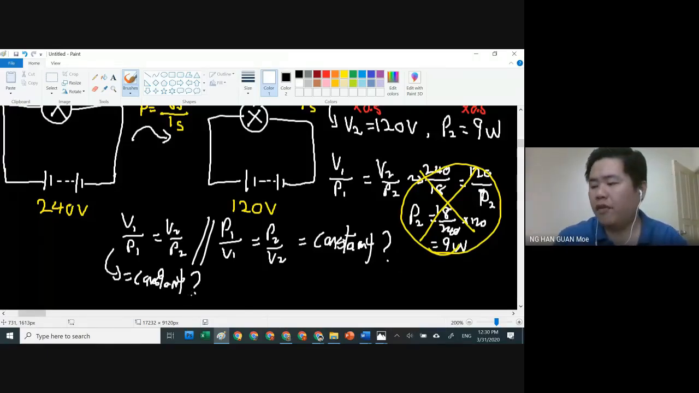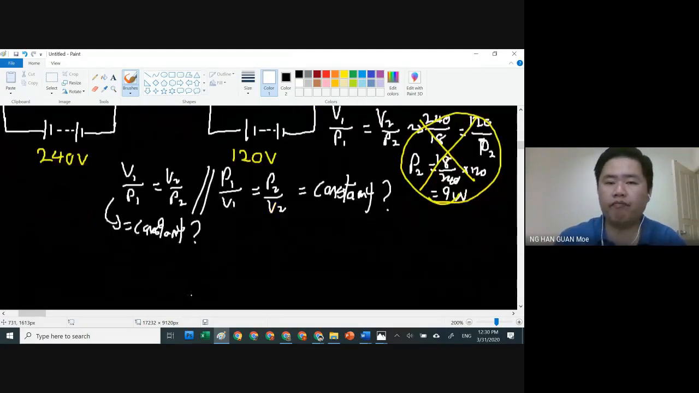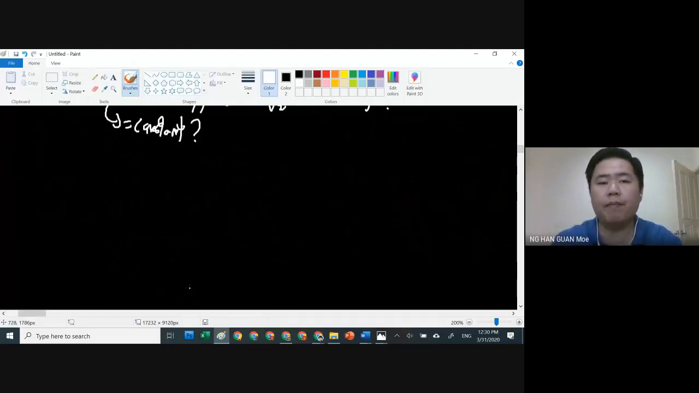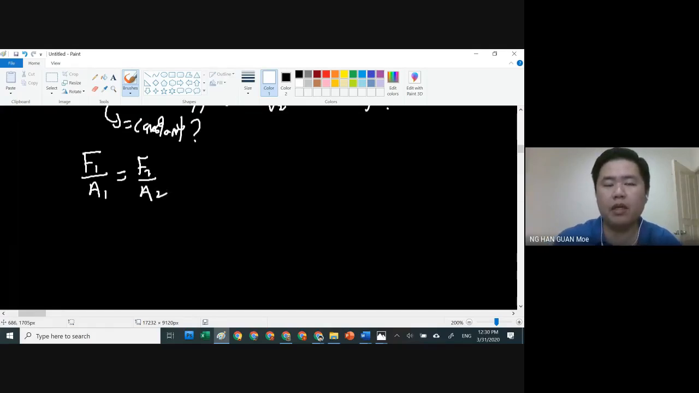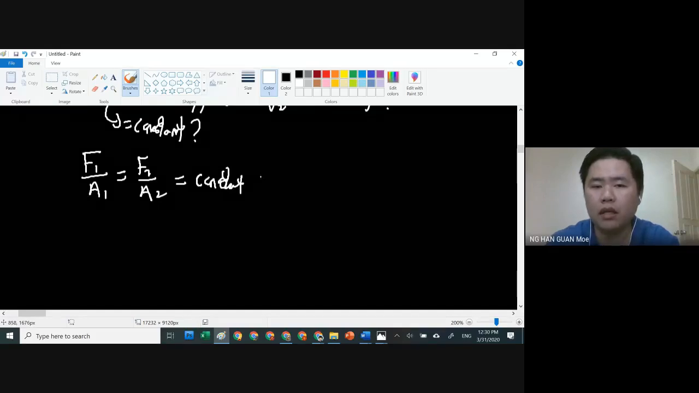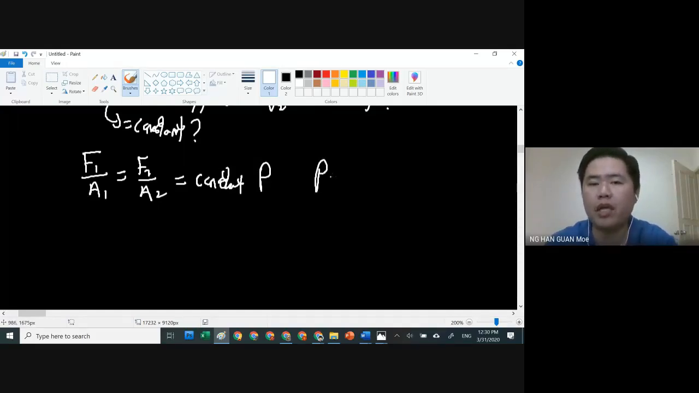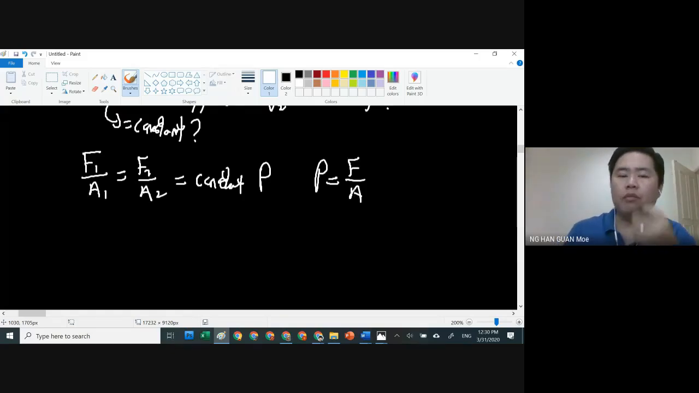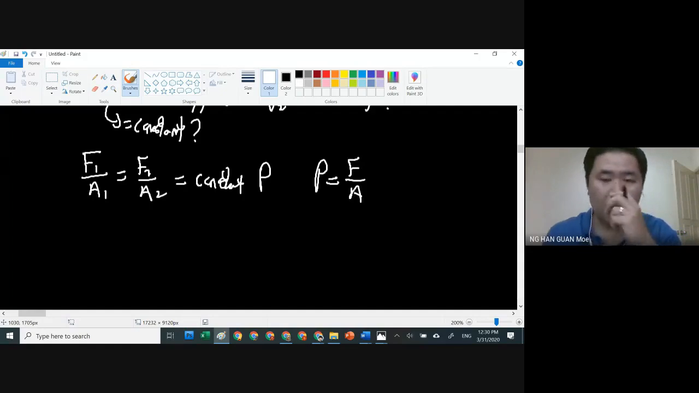If you still don't understand my question, look at the Pascal principle. In the Pascal principle, we apply F1 over A1 equal to F2 over A2. Why can we apply it so? Because it is equal to constant pressure. We have P equal to F over A. When P is constant, we can apply F1 over A1 equal to F2 over A2, because both equal the constant pressure.